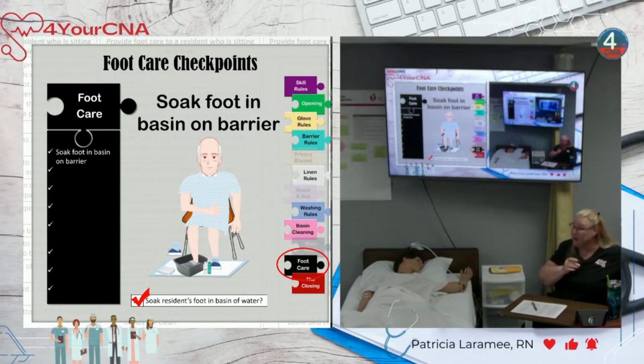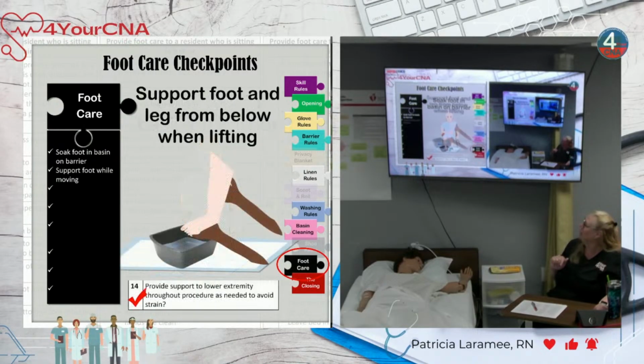Go take somebody to the bathroom, brush somebody's teeth, take somebody for a walk, whatever you got to do, and then come back and finish up foot care. Don't stare at somebody for 5 minutes. But for the test, you have no other patients. So we're just going to put the foot in the basin. Don't have to soak for a specific amount of time.